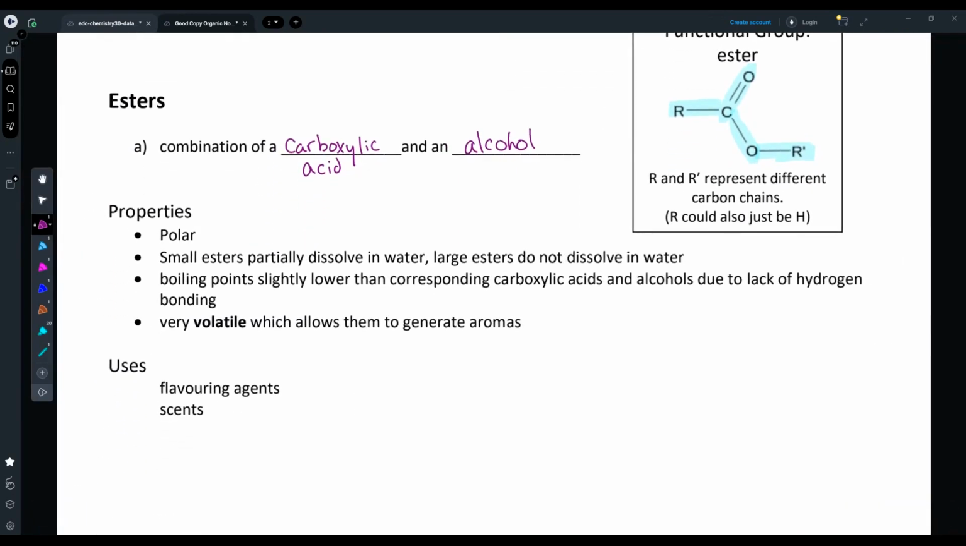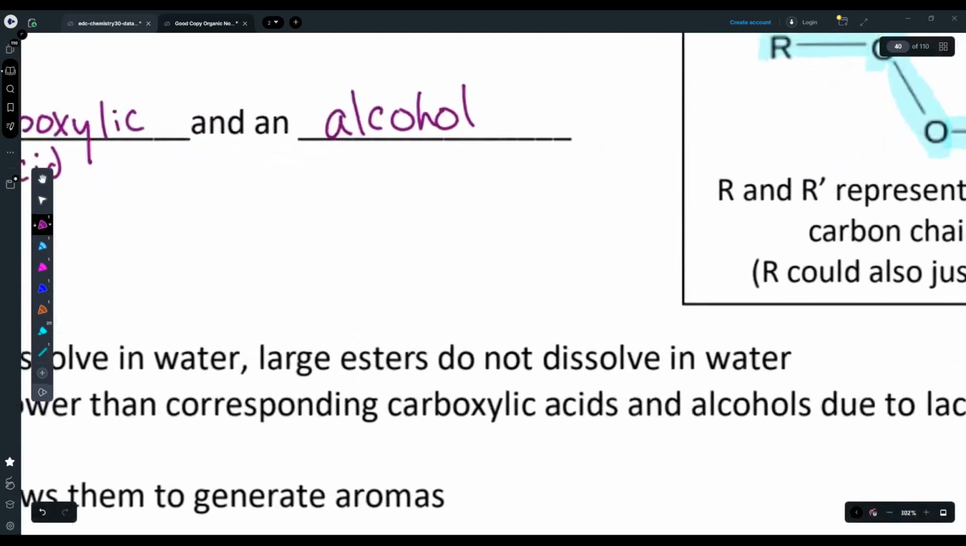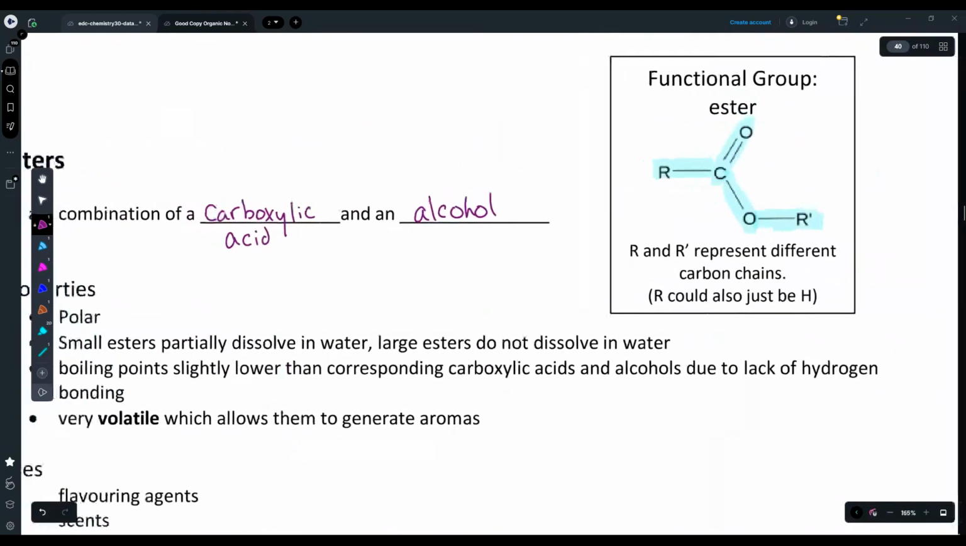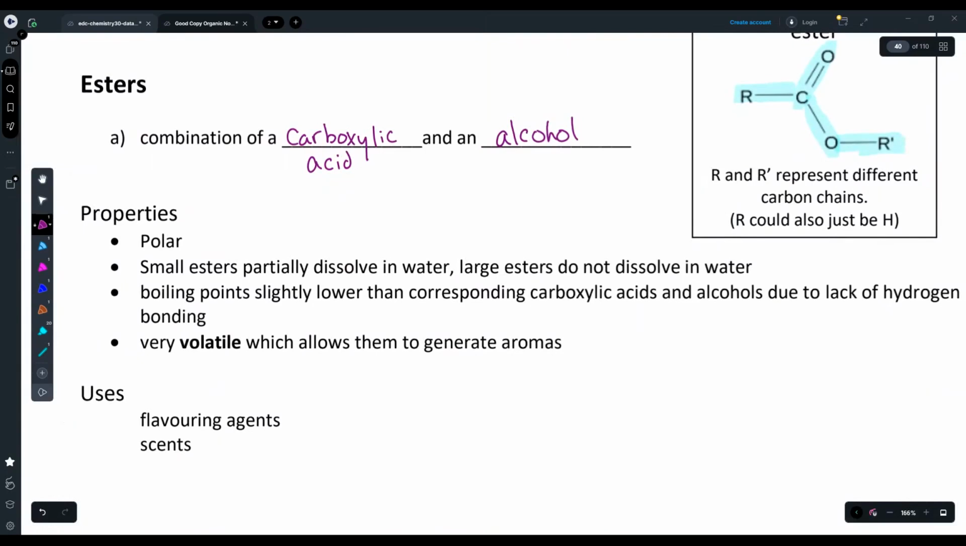So properties of esters, they're going to be polar. Small esters can dissolve in water, however, large esters can't dissolve in water. What that means is that if these carbon chains get very long, there are significant portions of the compounds that are nonpolar, and that's what prevents it from dissolving in water.